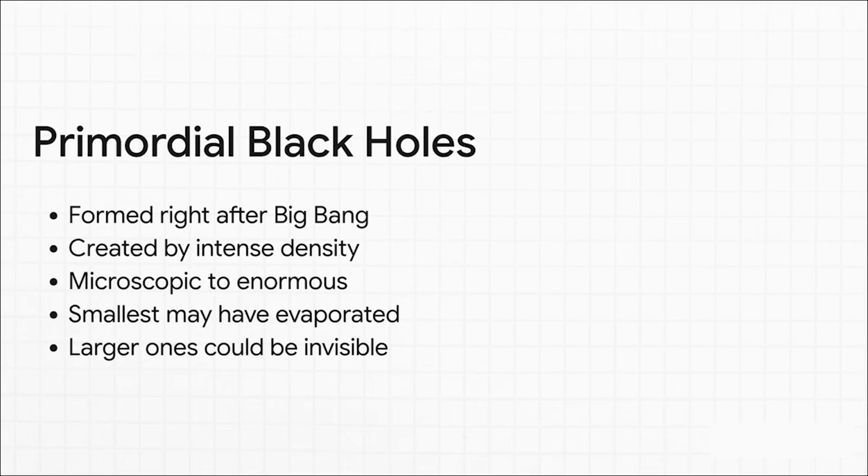Instead, they'd have formed from the intense, compressed heat of the early universe, just fractions of a second after the Big Bang. Some physicists believe the universe was so insanely compressed back then that random pockets of space just collapsed. They could be microscopic, or they could be enormous, silently floating through the universe completely undetected.